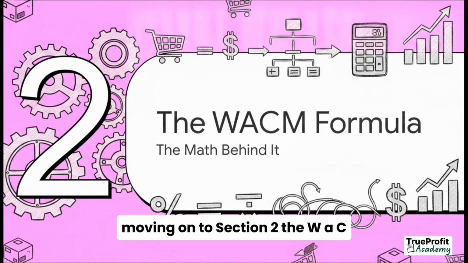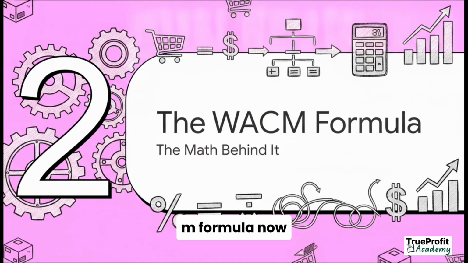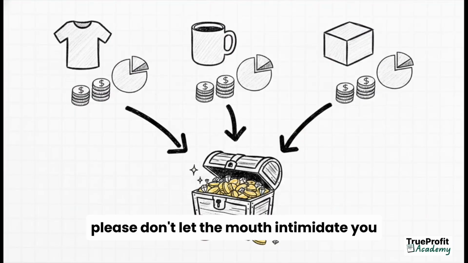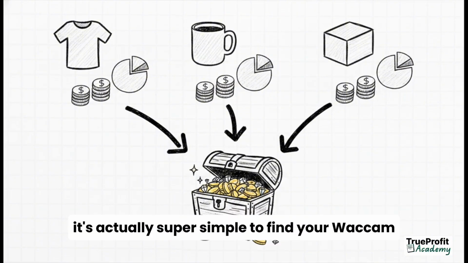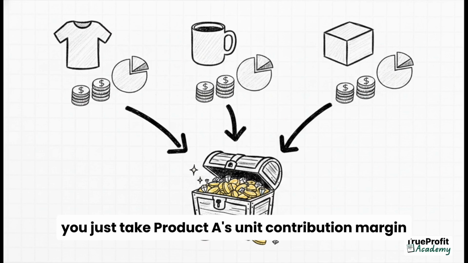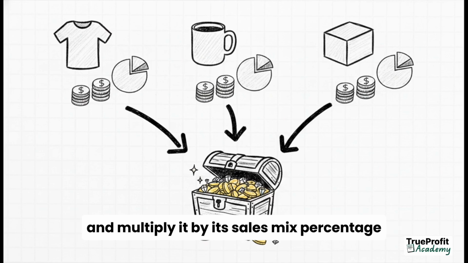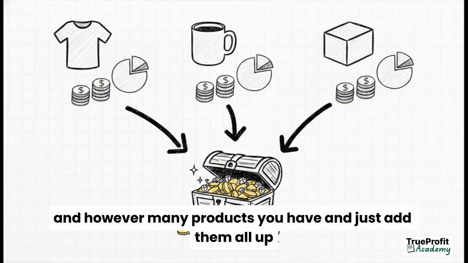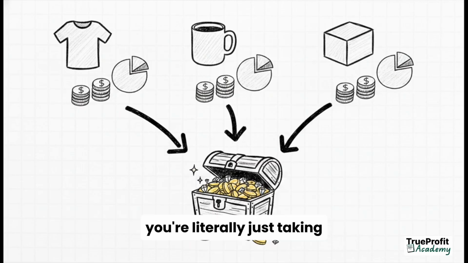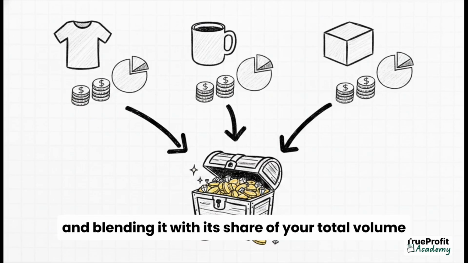Moving on to section 2, the WACM formula. Now, please don't let the math intimidate you, because this formula is the engine that makes portfolio-level break-even analysis possible. It's actually super simple. To find your WACM, you just take product A's unit contribution margin and multiply it by its sales mix percentage. Then you do the exact same thing for product B and product C and however many products you have, and just add them all up. You're literally just taking what each unit makes and blending it with its share of your total volume.